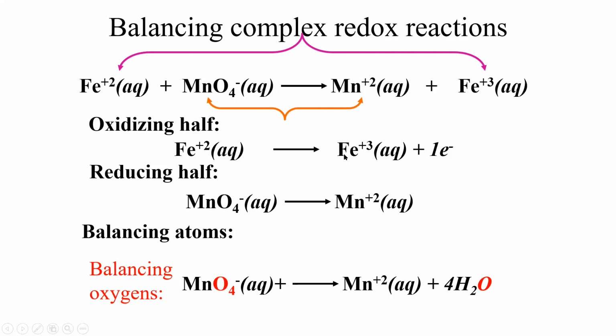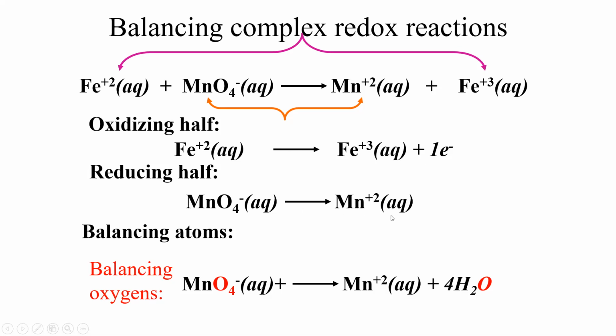And remember our LEO, our oxidation, there is an increase in oxidation number. Iron is +2 here, becomes +3, meaning that iron has lost an electron from +2 to +3. Then let's look at the reducing half equation. The oxidation state of manganese is +7, and it gets reduced to +2. So manganese is reduced from +7 to +2. So you can see now that we've identified the oxidation half and the reduction half.